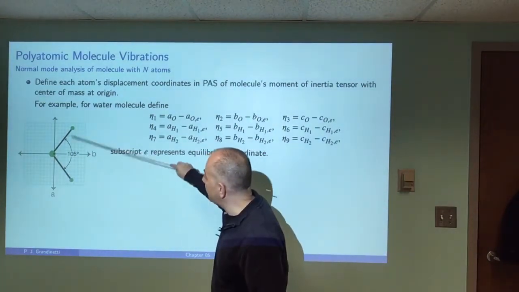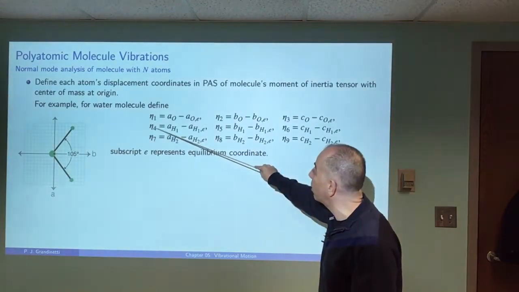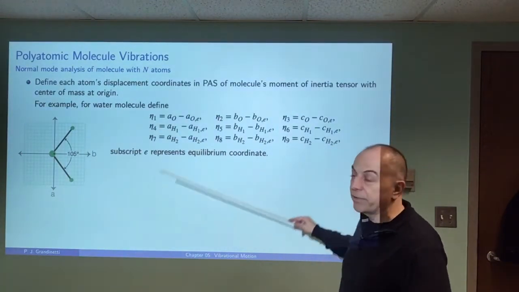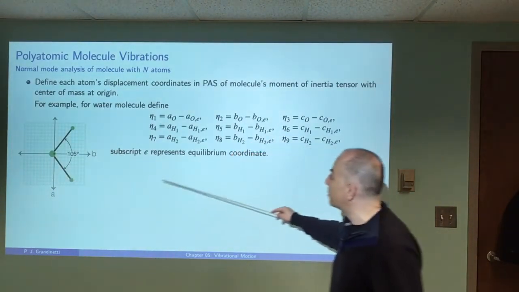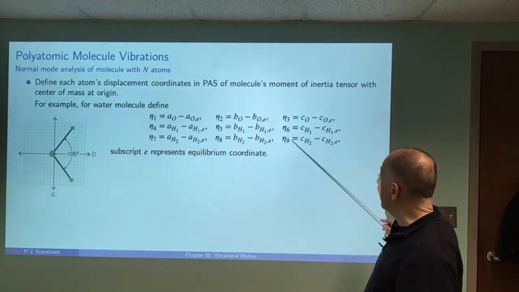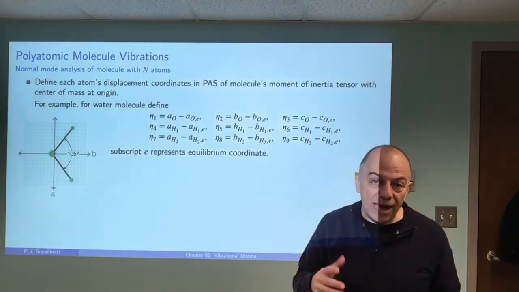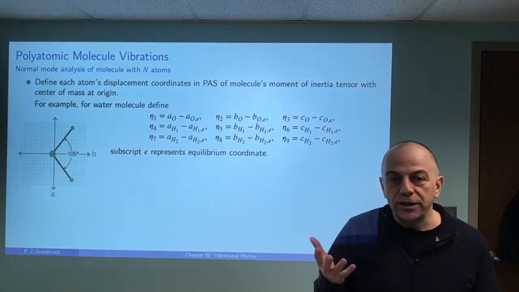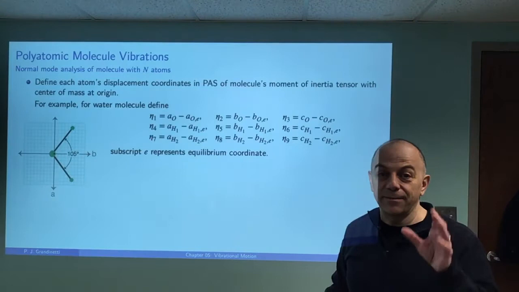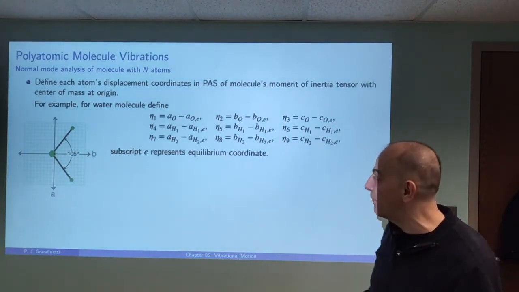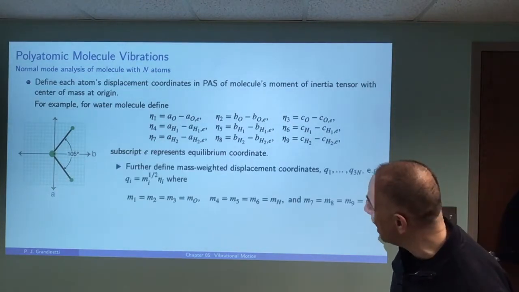Similarly, for each hydrogen atom, we're going to look at displacement along A, B, and C. So we'll have η4, η5, and η6 associated with displacement along A, B, and C for, say, one of these hydrogen atoms. And for the other hydrogen atom, we'll have η7, η8, and η9 for the displacements along A, B, and C. So that means that we have 9 total coordinates to describe the motion of this molecule in this coordinate system, the principal axis system of the moment of inertia tensor with the origin at the center of mass. All right, so keep that in mind.